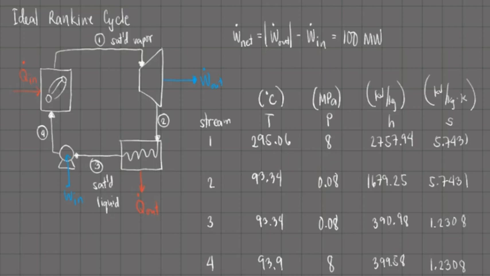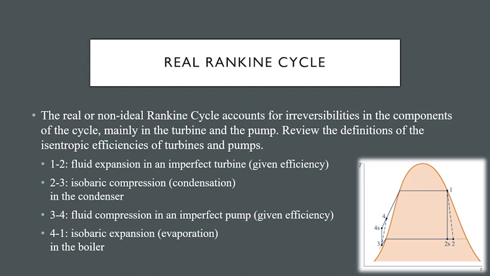Let's go back. In contrast to the ideal Rankine cycle, let us now discuss the real Rankine cycle. The real or non-ideal Rankine cycle accounts for irreversibilities in the components of the cycle, mainly in the turbine and in the pump. Review the definitions of isentropic efficiencies of turbines and pumps because we will be using those in these types of problems. If you take a look at our new temperature entropy diagram, from stream 1 to stream 2, in the ideal Rankine cycle, that is just a straight vertical line because we were assuming that the turbine is operating isentropically, constant entropy.